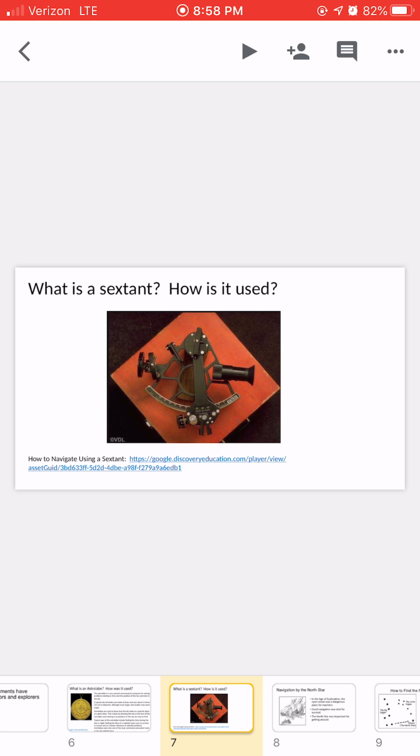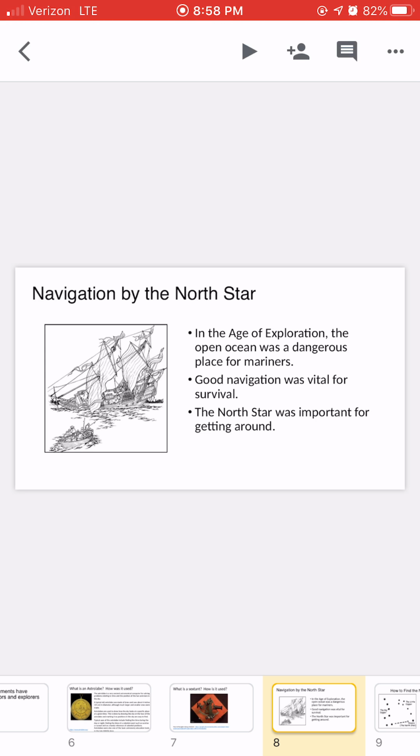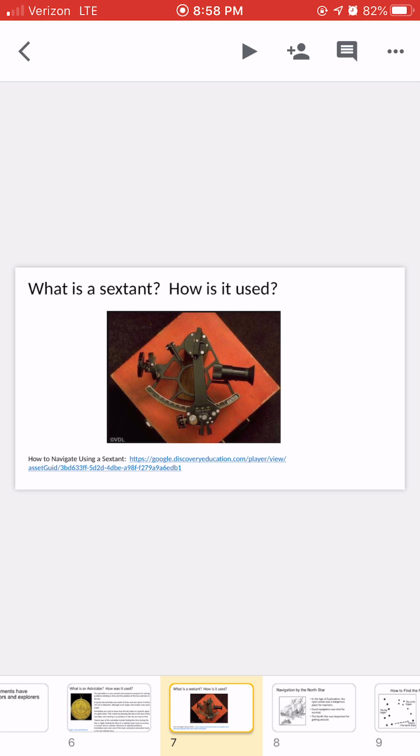So a sextant is another thing that was used, and I'm going to have a link for you to go and explore what a sextant is and how it was used.